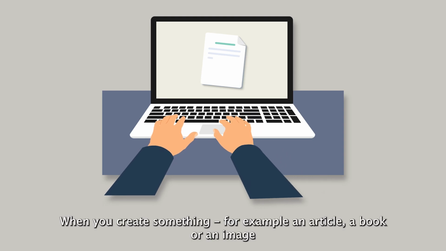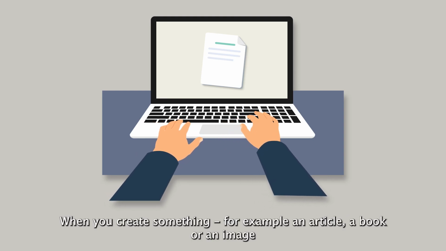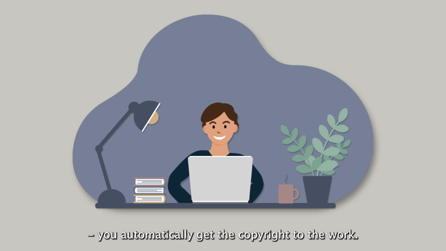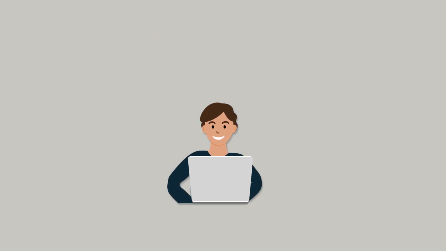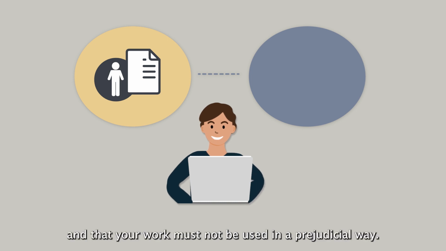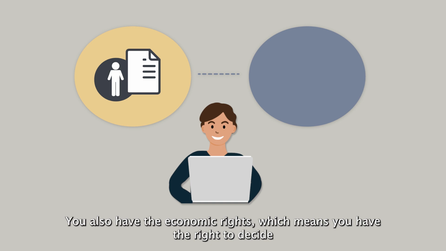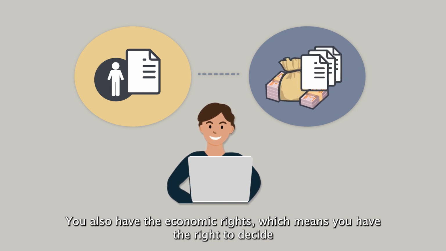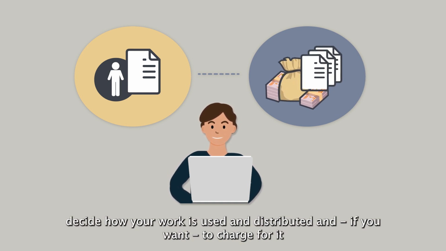When you create something, for example an article, a book, or an image, you automatically get the copyright to the work. You have the moral rights, which means that you must be credited as the creator and that your work must not be used in a prejudicial way. You also have the economic rights, which means that you have the right to decide how your work is used and distributed and, if you want, to charge for this.